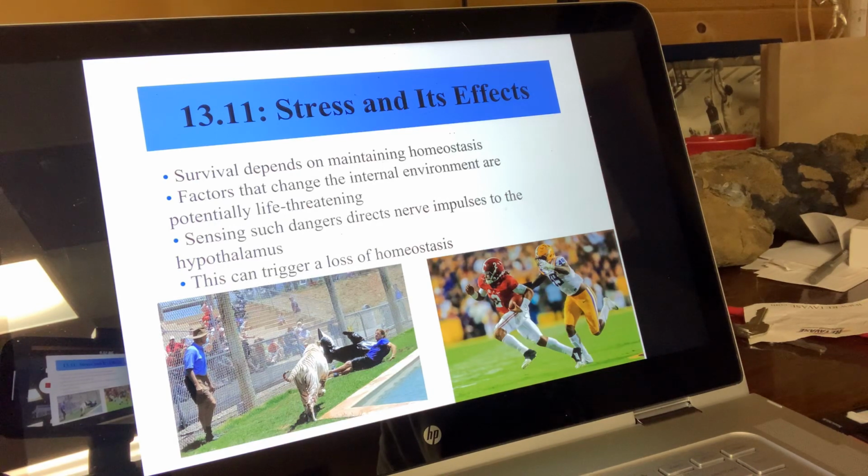Here's a man being chased by a tiger. Here's another man being chased by a tiger. This is an Alabama football player being chased by an LSU tiger. In fact, both of these individuals here are under high stress right now. Their sympathetic nervous system is kicking in.